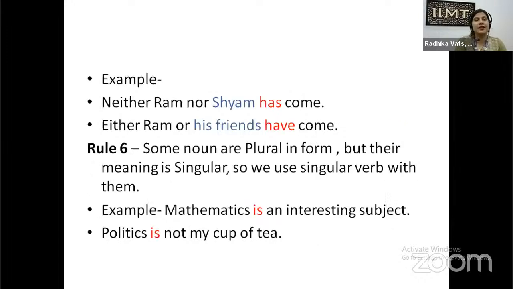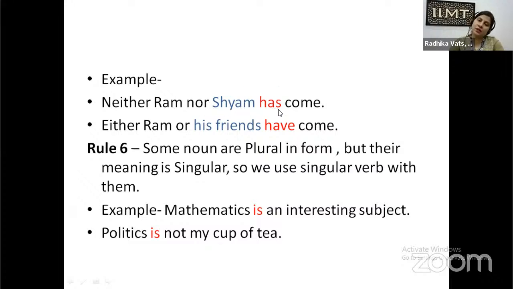So here are the examples. Neither Ram nor Sham has come. Now we know that neither nor, either or, both give us a choice. So whenever we are provided a choice, that means we are only using one subject, and whenever we are using one subject, the verb will also be singular. One subject means a singular subject, and a singular subject means a singular verb. So neither Ram nor Sham has come. Another statement is either Ram or his friends have come. Now you will see that these both were singular subjects.